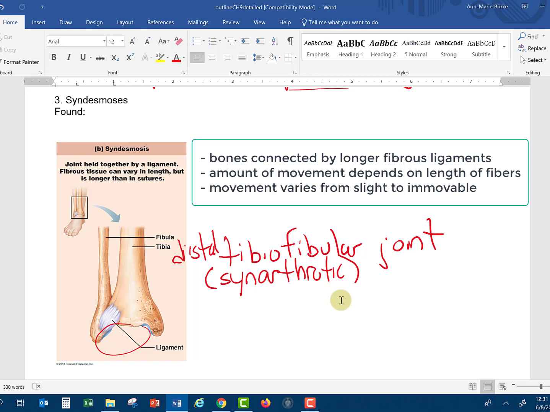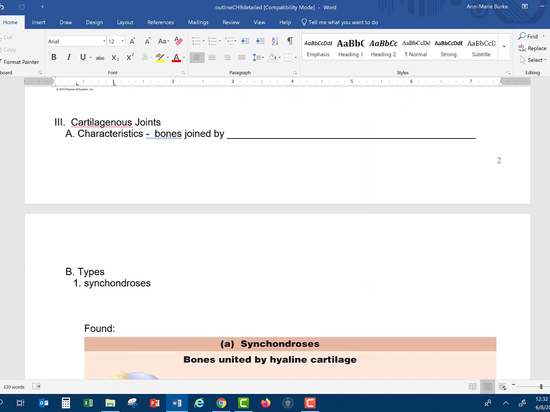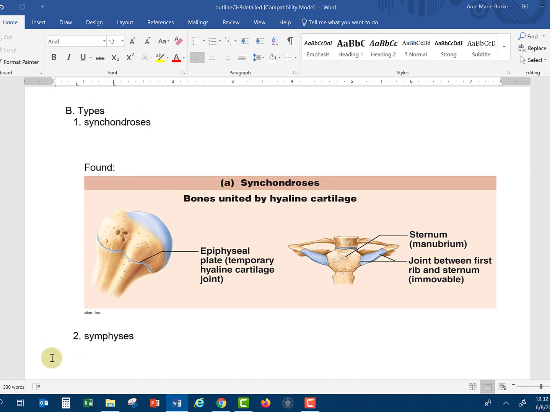Okay, so again, we're talking about the structural categories of joints, and we said there are fibrous, cartilaginous, and synovial. Right now we're talking about the fibrous joints, and there are three types: a suture, a gomphosis, and a syndesmosis. So let's move on to the next structural category, which is cartilaginous joints. Cartilaginous joints are when bones are connected by cartilage, and there is no joint cavity. There are two types of cartilaginous joints, a synchondrosis and a symphysis.